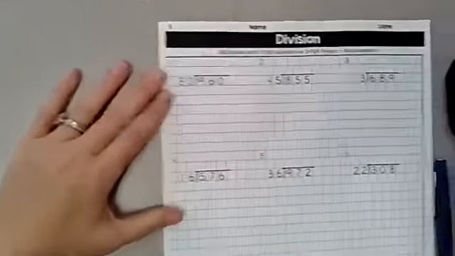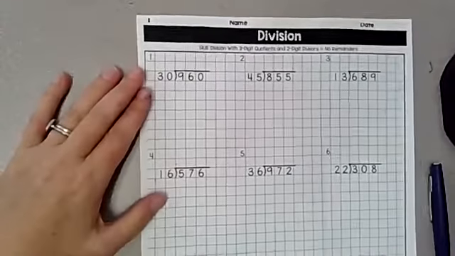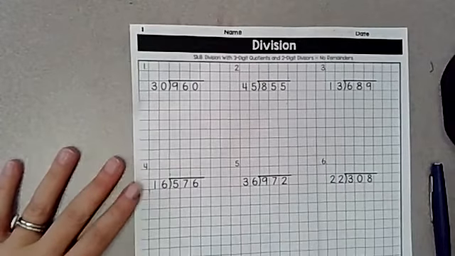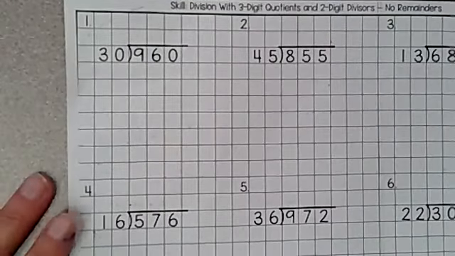Right. We are doing two-digit division today. The sheet looks like this. It starts with 960 divided by 30. We're going to zoom in. We're going to do one problem at a time.